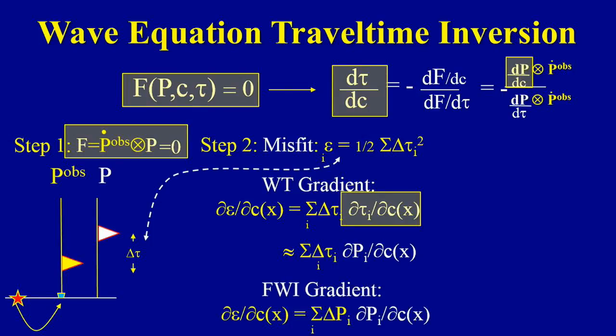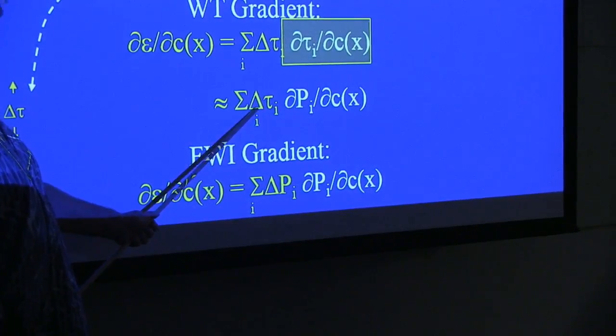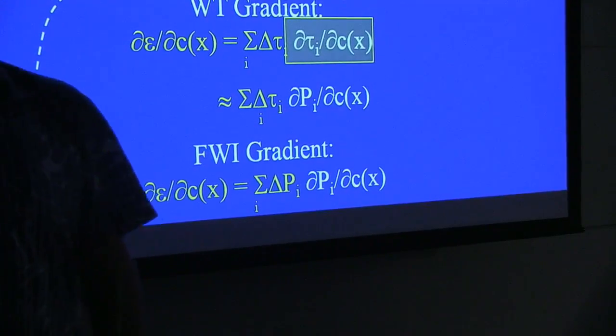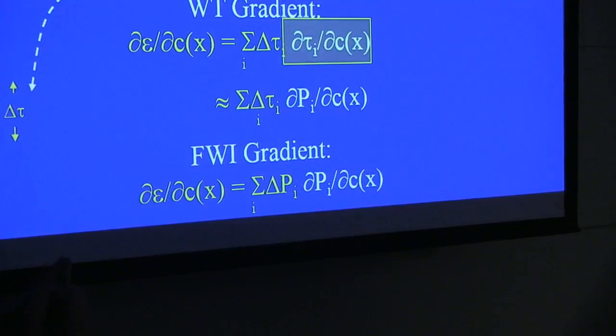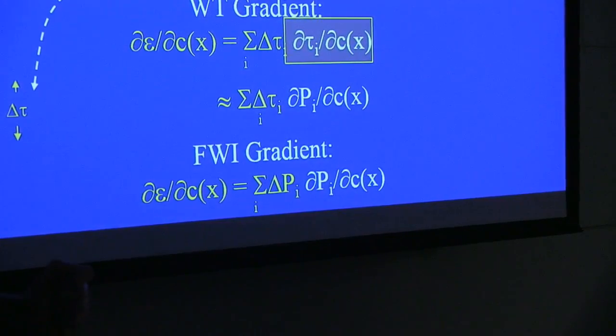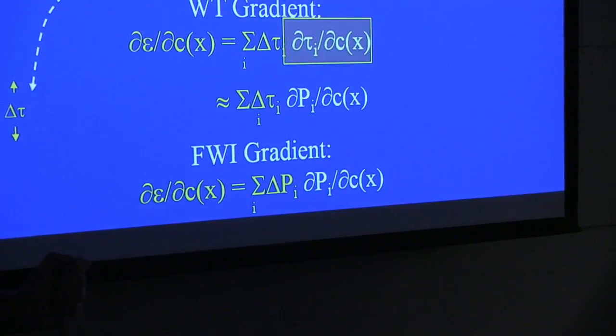How's that related to FWI? FWI is very similar. We have the Fréchet derivative in both cases that are common, except now we have travel time residual that weights our observed data, and in FWI we have the trace residual that weights our source function for our reverse time migration.